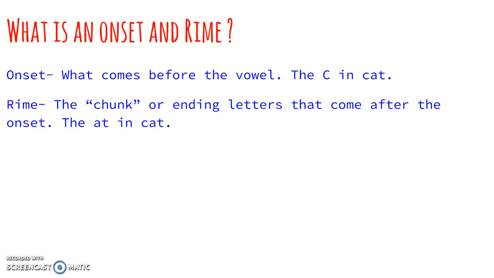Okay, so to start off, what is onset and rhyme? Onset is what comes before the vowel, so the C in cat, and the rhyme is the chunk or ending letters that come after the onset, and so the "at" in cat.